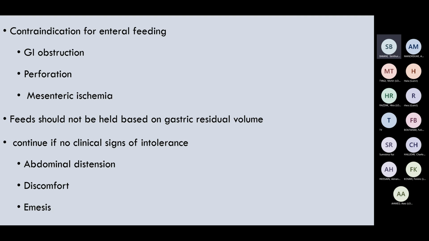What are the contraindications for enteral feeding? If the patient has gastrointestinal obstruction, evidence of perforation, or mesenteric ischemia, we have to avoid enteral feeding. Feeding should not be held based on the gastric residual volume. If there is absence of bowel sounds, we need not stop the feeding. If the patient has signs of intolerance, we have to discontinue. What are the signs of intolerance? Abdominal distension, discomfort, and emesis.